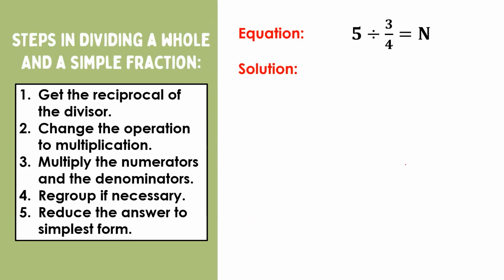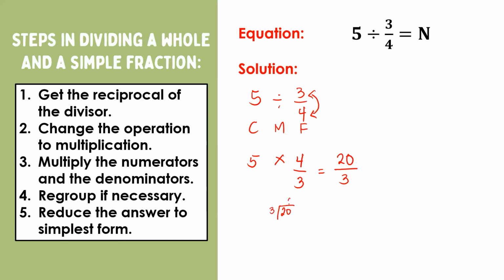Let's have our third example. To divide 5 by 3/4, again, let's follow the mnemonic CMF. Copy the dividend, which is 5, change division to multiplication, and flip the divisor 3/4, which gives us 4/3. We now have 5 times 4/3. 5 times 4 is 20. Then we copy the denominator 3.